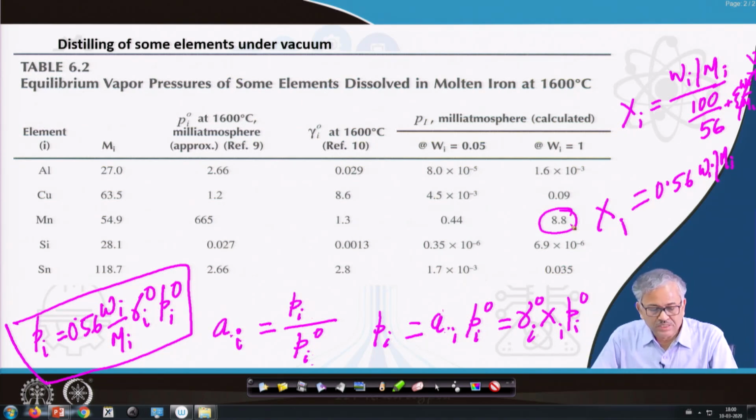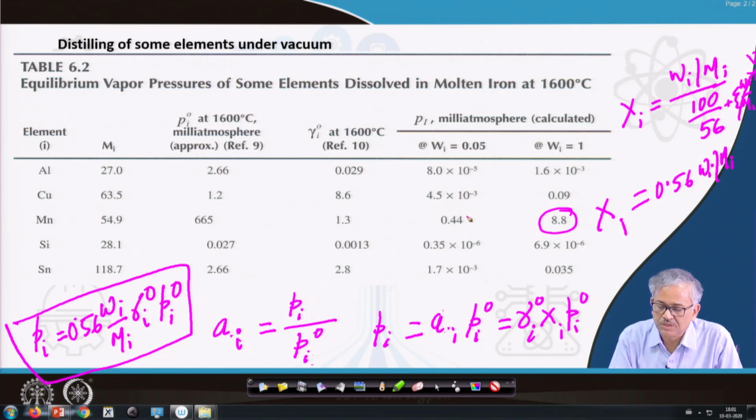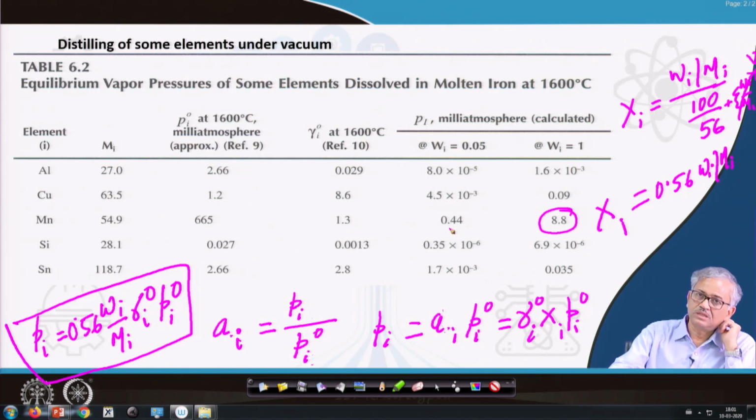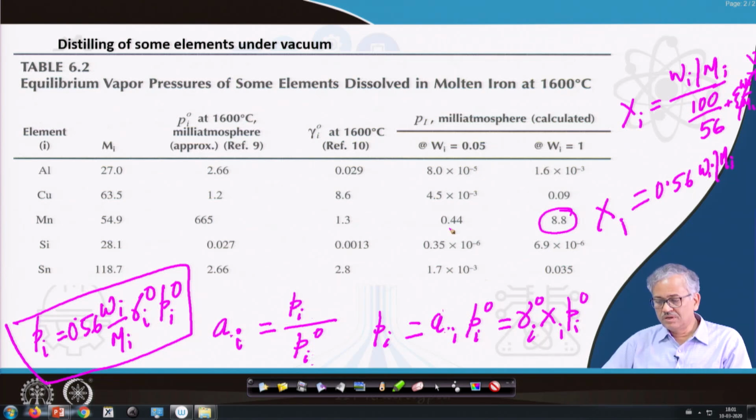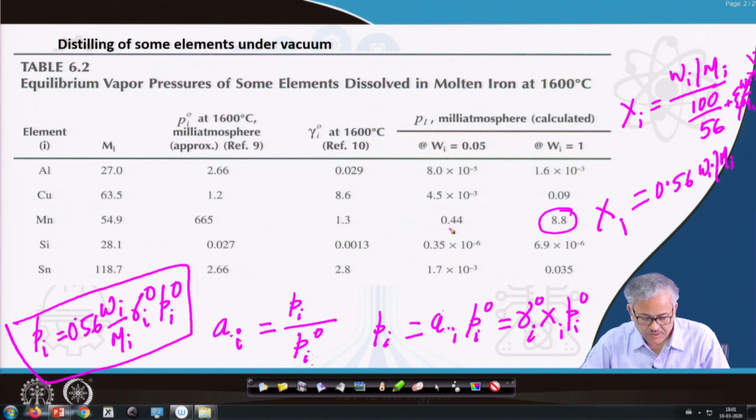So you can see it is easy to distill off manganese at 1 weight percent, but at lower concentration it may not be. At the lower concentration of 0.44, the vapor pressure is less than 1 torr, so it may not be distilled off. But at the higher concentration, 1 weight percent of manganese in the bath, it is highly suitable for distillation. So manganese will be distilled off, right? Okay.